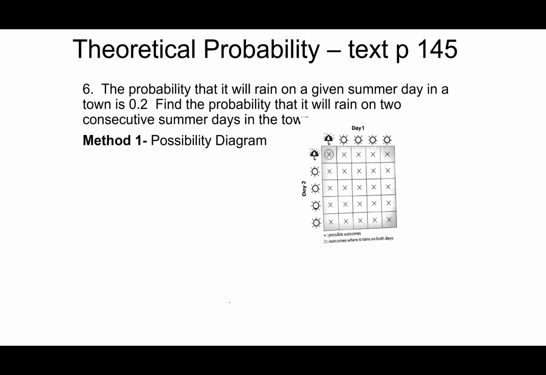Okay, so here's our probability chart, right? So we've got day 1 up here, and this symbolizes rain, sun, sun, sun, sun, and then here's day 2. The X's just stand for all of the possible outcomes, and we're just going to circle the one that represents 2 days in a row of rain. And so there's only one of them. So what's the probability that you can deduce from the chart that it's going to rain 2 days in a row? Can you tell me, Tyler?